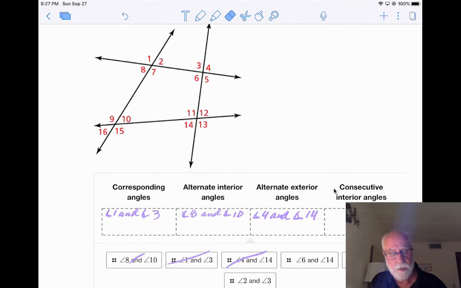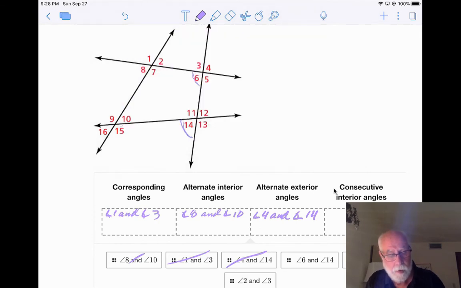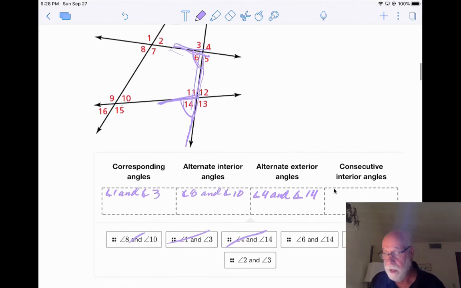Angle 6 and angle 14. So angle 6 is here. Angle 14 is here. And let's see here. Looks like we have a backwards F here. Again, just look for the shapes here, ladies and gentlemen. So that would be, again, F is corresponding. So we would say angle 6 and angle 14.